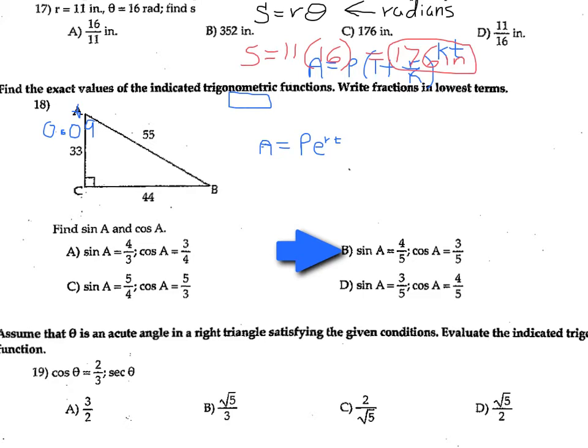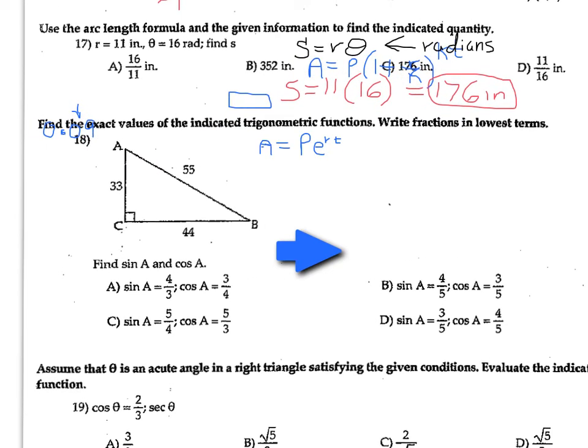Number 18, the answer for number 18 is B. Yes. And for this, they just want you to get the sine and the cosine. It says find the exact values of the indicated trigonometric functions. So all you need to do is label the triangle based on the angle given, which is A. The angle is here. You label the triangle. That's the opposite, and then next to the angle is the adjacent, and the 55 is the hypotenuse. And then you just use SOHCAHTOA.